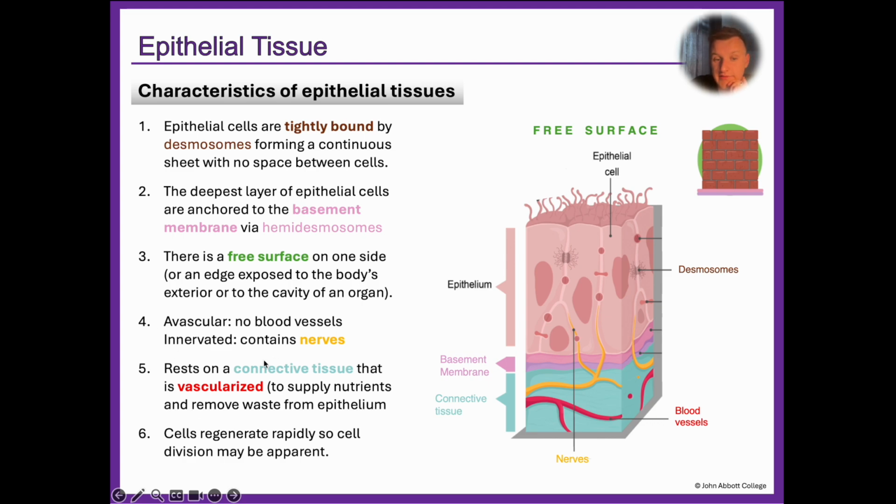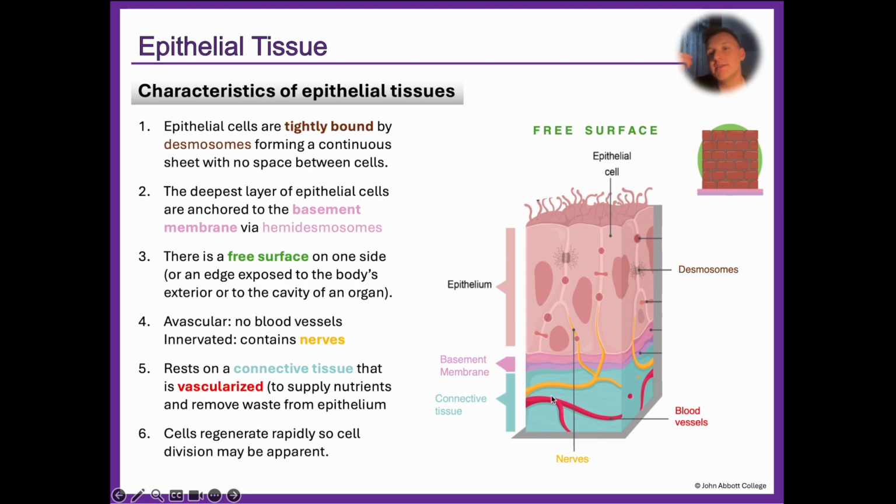Epithelium has no blood vessels, but does have nerves. And it rests on a connective tissue. All epithelium rests on a basement membrane, and underneath that is the connective tissue, okay? So remember, this was another category of tissues, right? Connective tissue is that super glue that holds the epithelium down. So this is important.